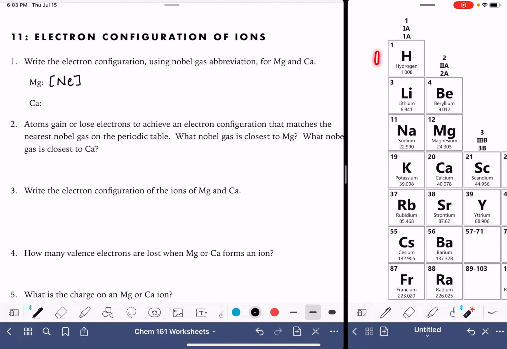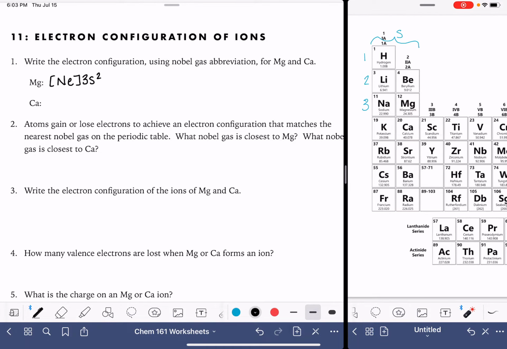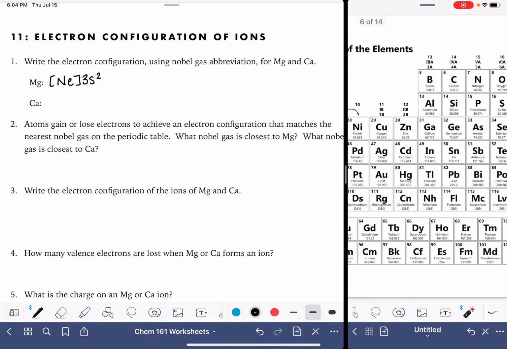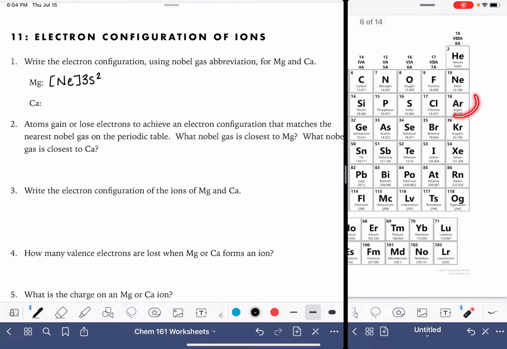I'm going to add my numbers here to this periodic table. So working on magnesium, we are in row number 3. And that means n equals 3. And we're in the S area of the periodic table. So this is going to be 3s1, 3s2, neon 3s2.